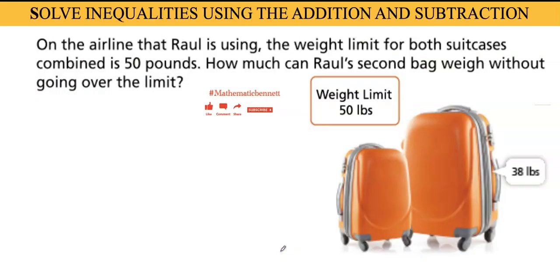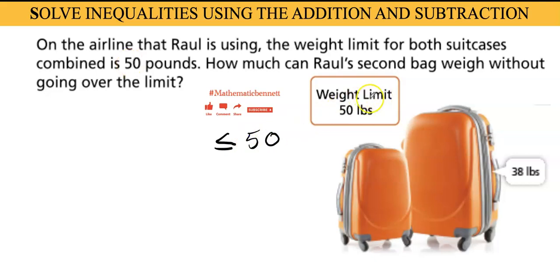All right. On the airline that Raul is using, the weight limit for both suitcases combined is 50 pounds. How much can Raul's second bag weigh without going over the limit? So we know the weight limit is 50, so that means we can have 50 or less. So the inequality that we would use is less than or equal to 50, because we can have 50 pounds or less.